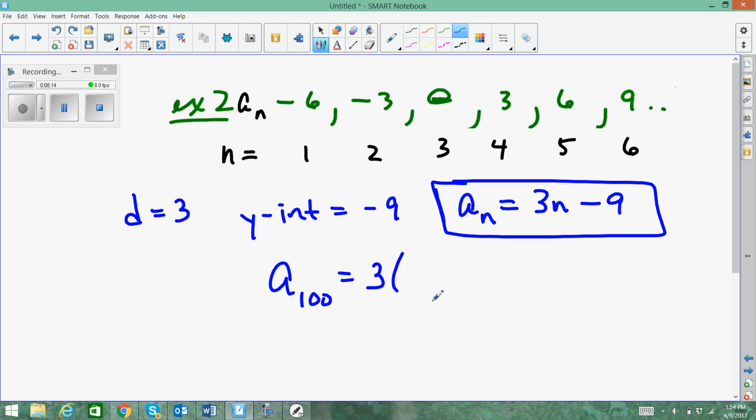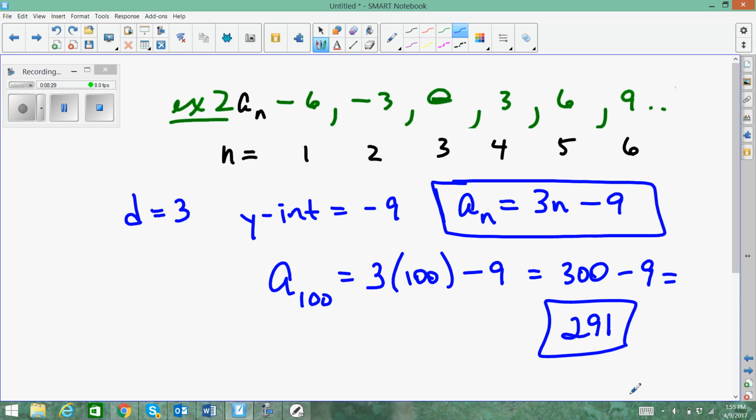3 times 100 minus 9 equals 300 minus 9 equals 291. All right, so that's what's going to happen if we keep going and going and going and going. Pretty cool, right?